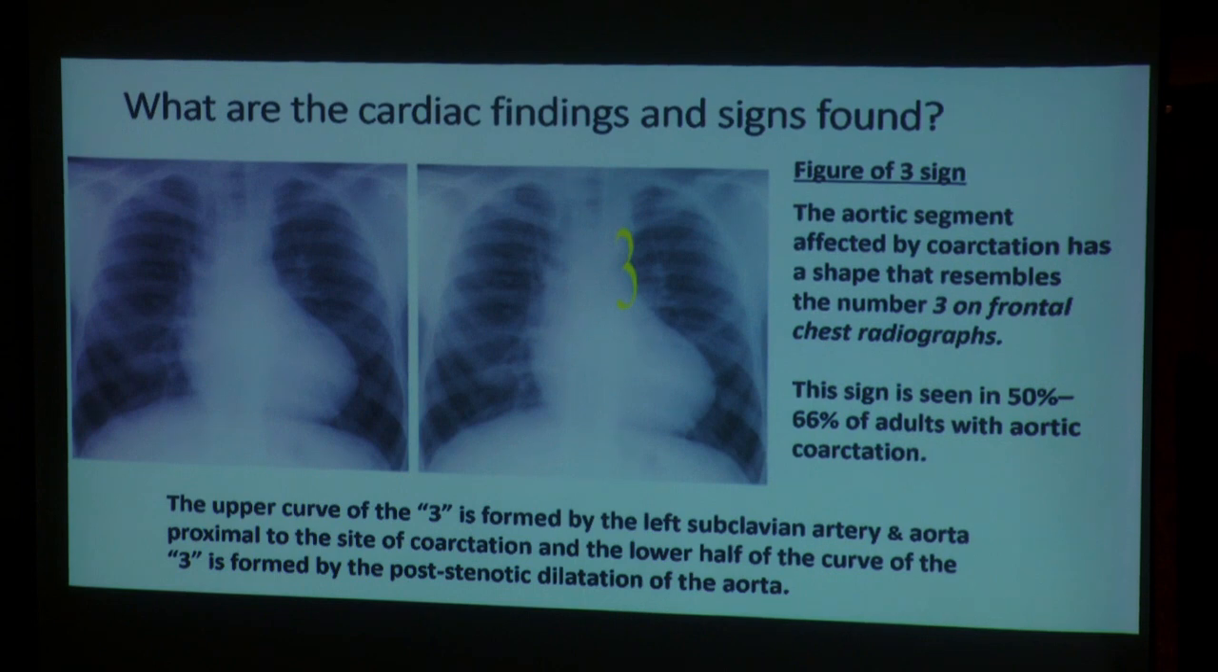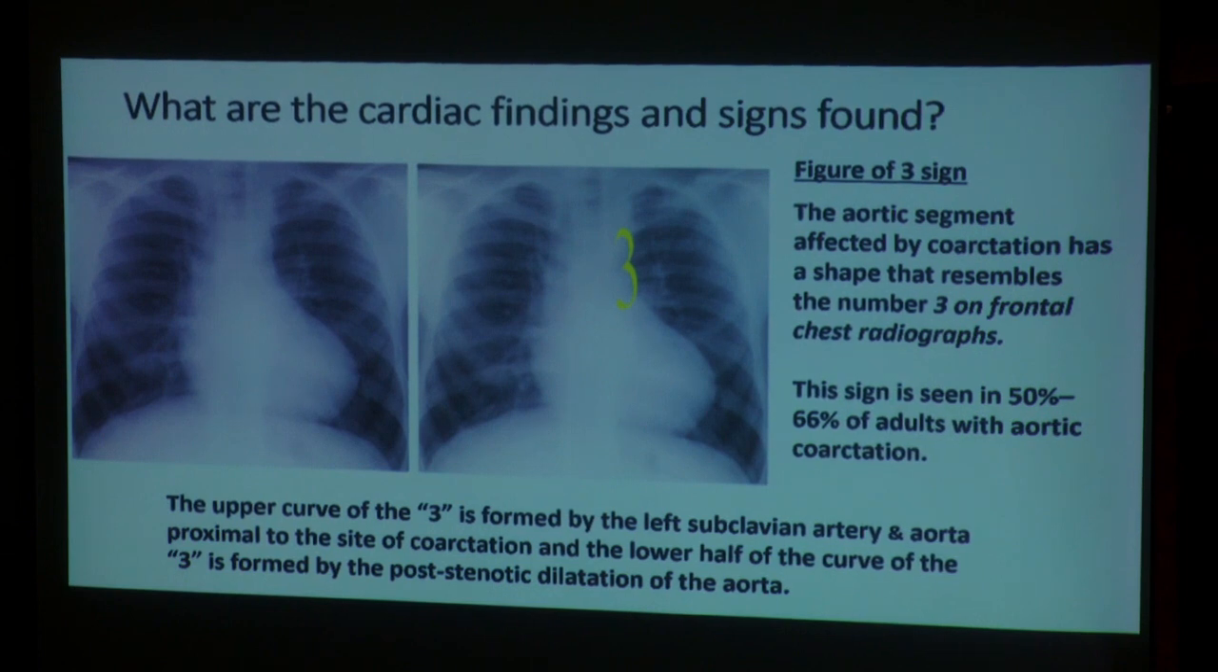It's seen in around 50 to 65% of adults with aortic coarctation. The upper curve of the 3 is formed by the left subclavian artery and the aorta which is proximal to the coarctation, and the lower half is formed by the poststenotic dilated aorta.